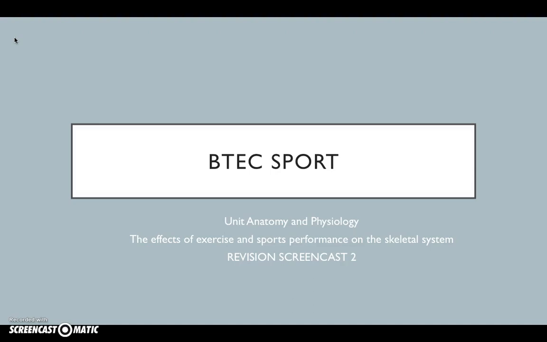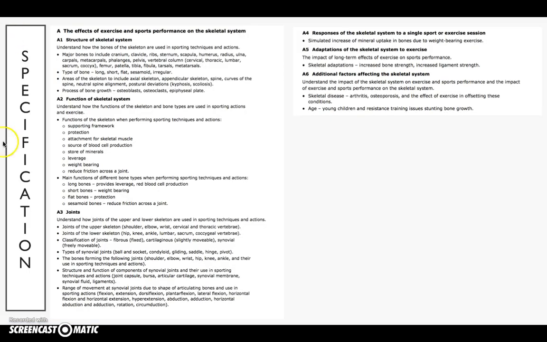Hi guys, welcome to your second revision screencast, and we're going to be continuing with the skeletal system. Last week, in the last lesson, we looked at the function of skeletal systems versus structure. So now what we're going to be looking at is the joints.